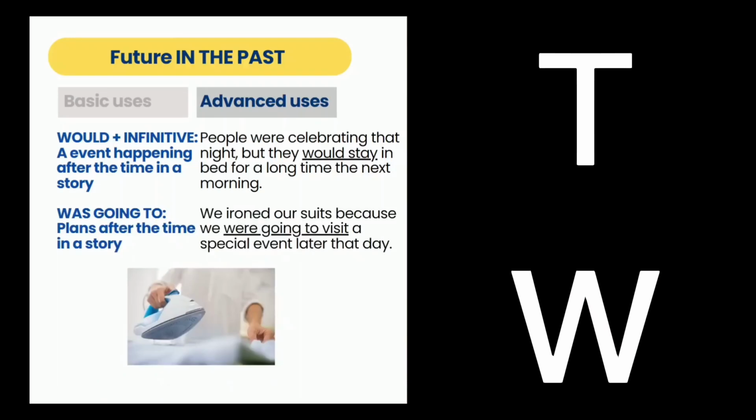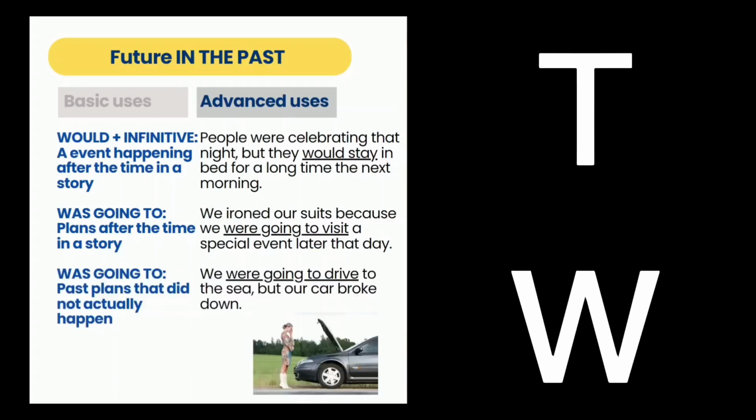We can also use was going to for plans after the time in the story. For instance, we ironed our suits because we were going to visit a special event later that day. It was a plan that was in the future at that particular point, at the moment when we ironed our suits. But was going to is often used in another way as well. And this is for past plans that did not actually happen. Look at this poor lady. She has a problem. What is it? We were going to drive to the sea, but our car broke down.